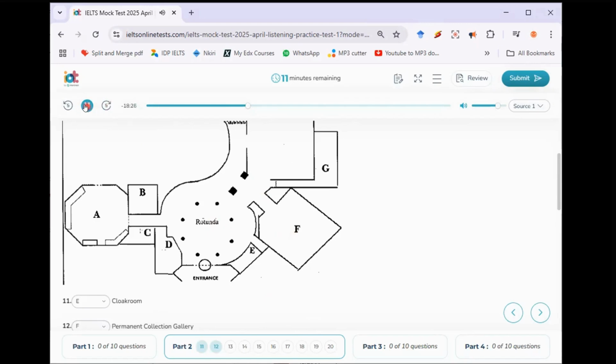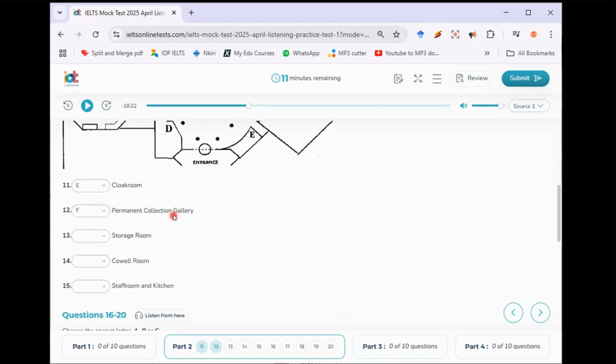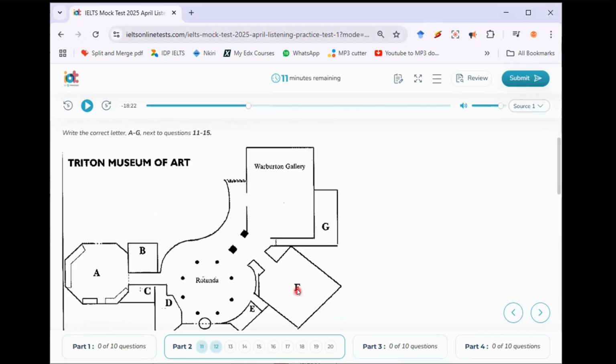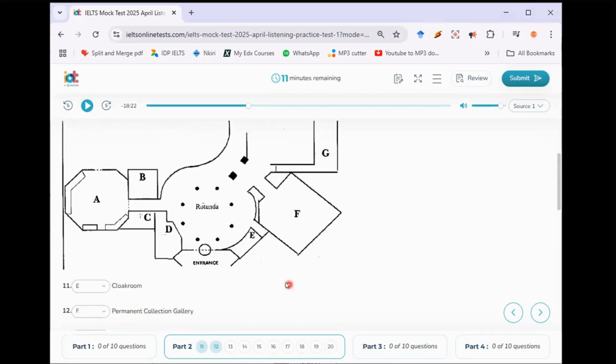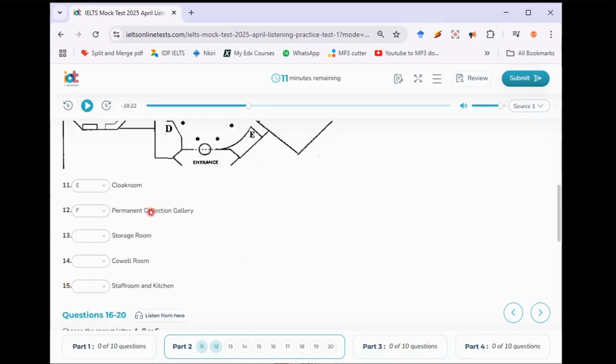Afterwards we make our way to the other gallery I mentioned, as it's right next door. So if the permanent collection gallery is here, which other gallery is next door? Can you see it's going to be Warburton? So that shows you that the answer to number 12 is going to be F, permanent collection gallery.